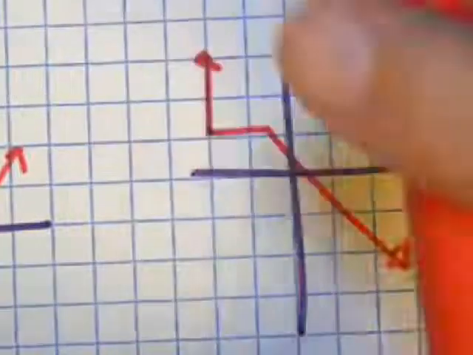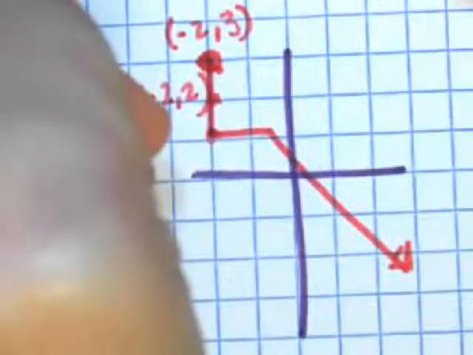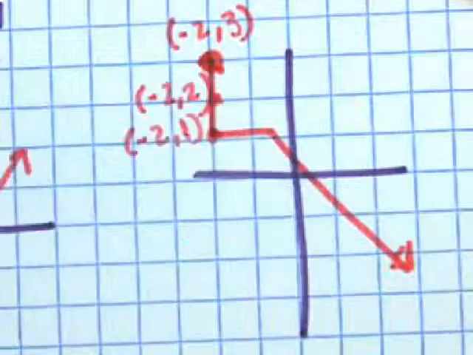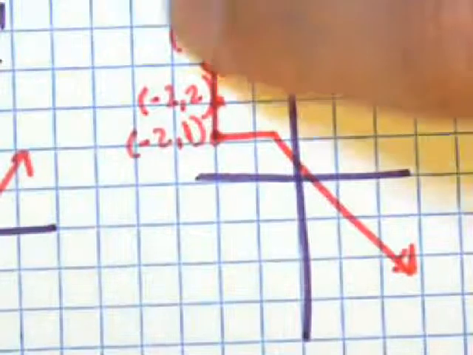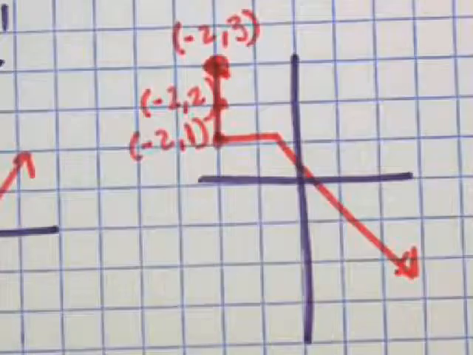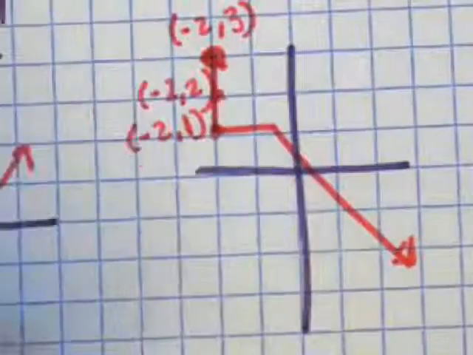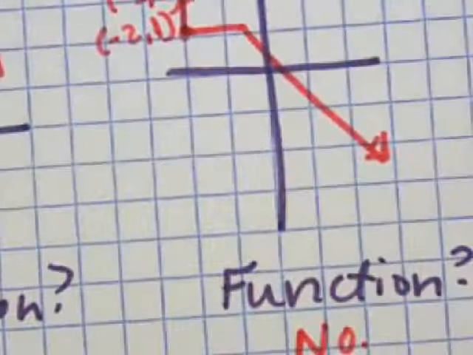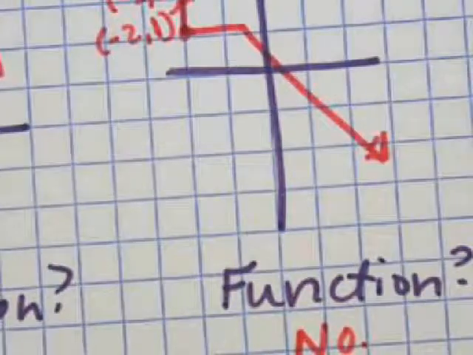Is this a function? No, okay? If I plot this point, this would be negative 2, 3. This point would be negative 2, 2. This point would be negative 2, 1. All of those points, okay, in the straight line all have negative 2 as the x value, so no, this would not be a function. Function? No. Okay? Questions on that?